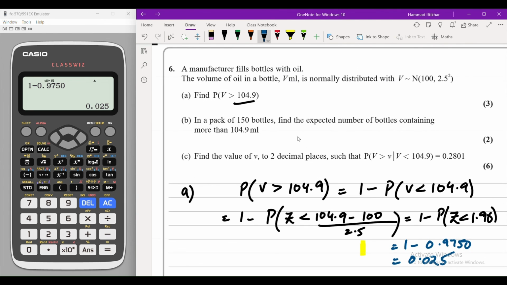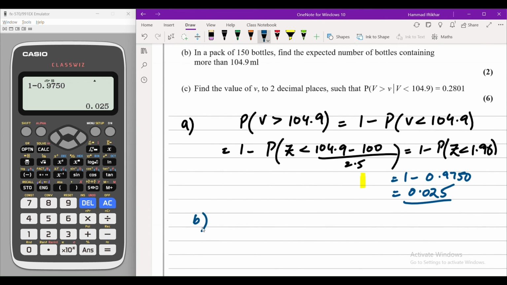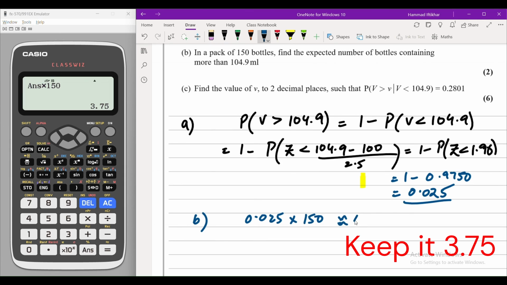Okay, all right. In a pack of 150 bottles, find the expected number of bottles containing more than 104.9. So basically, we have already found out that this is going to be the proportion in a sample, right? So the proportion or probability of finding that. So B would be just simply 0.025 times 150. That is roughly around 4.